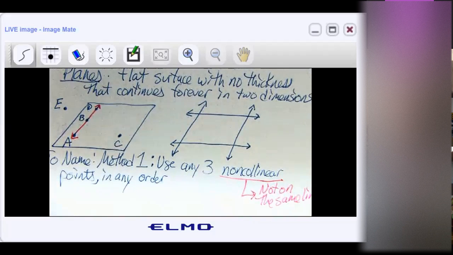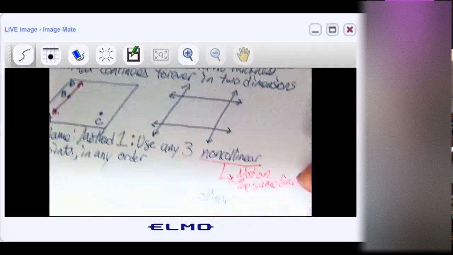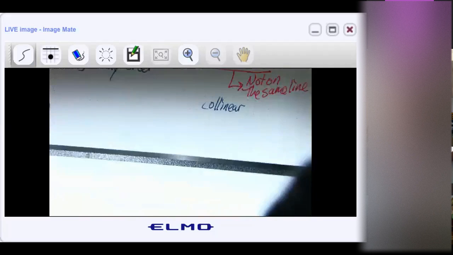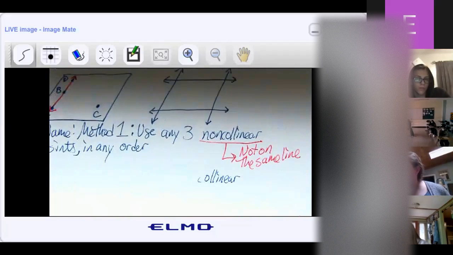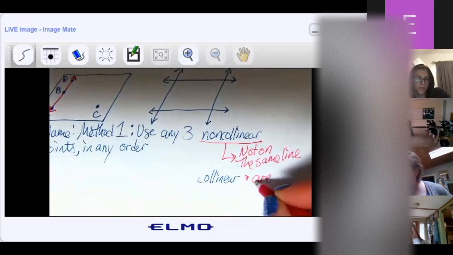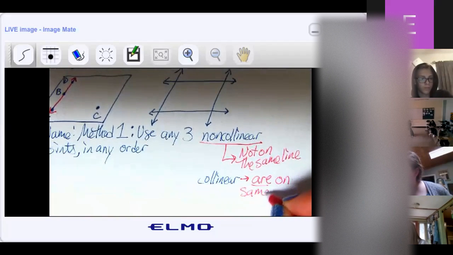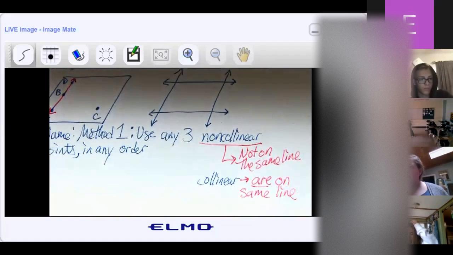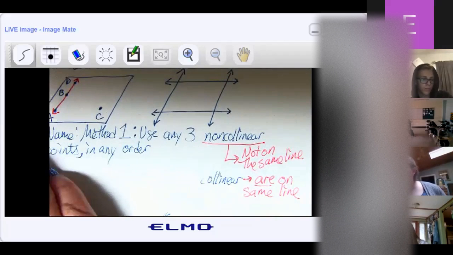So actually, maybe I'll just add that as a side note. So collinear would mean that they are, you know what, I'm moving my notebook all sorts of weird ways when I could just move the camera. That's better. Collinear would be that they are on the same line. Okay, so let's put this to the test.